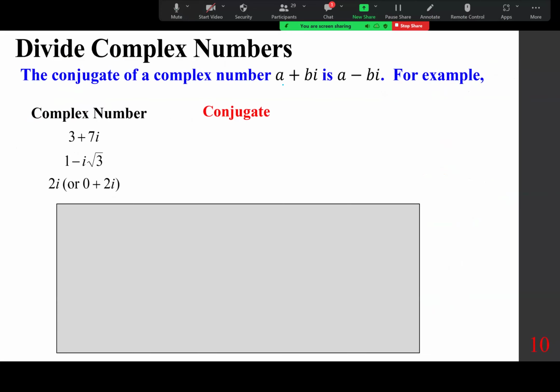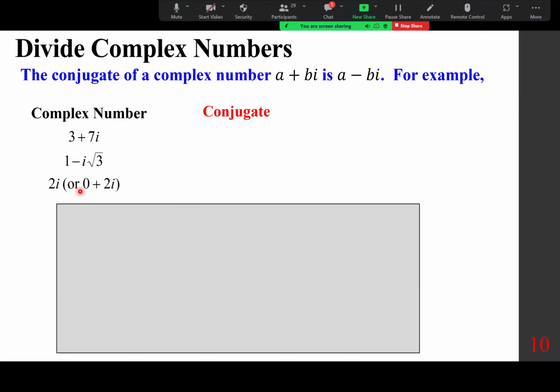The conjugate of a complex number a plus bi is a minus bi. It's called the complex conjugate. So for example, if I want to find the complex conjugate here, 3 plus 7i becomes 3 minus 7i. 1 minus square root of 3 i becomes 1 plus square root of 3 i.